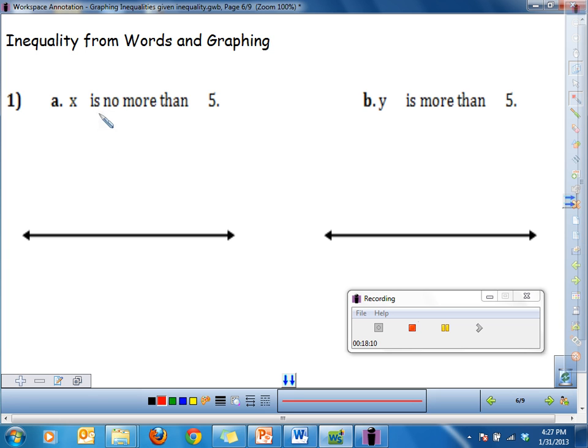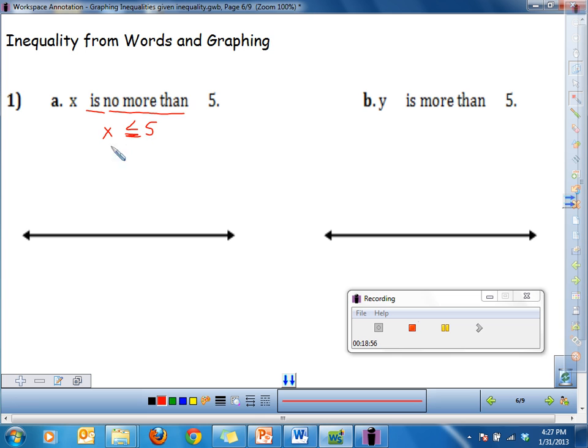So it says x is no more than 5. Now first of all, we see the verb is. That should tell us that it's either going to be an equation or an inequality. Then I see no more than. If you're unsure, go back to the chart that we talked about, the different ways to write it. No more than means that it cannot be more than 5. That tells me that this is a less than or equal to.